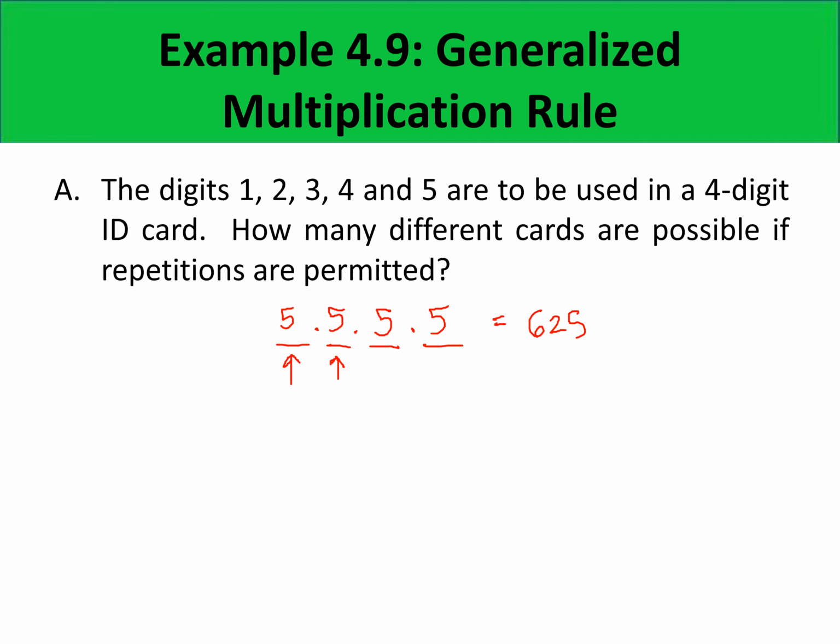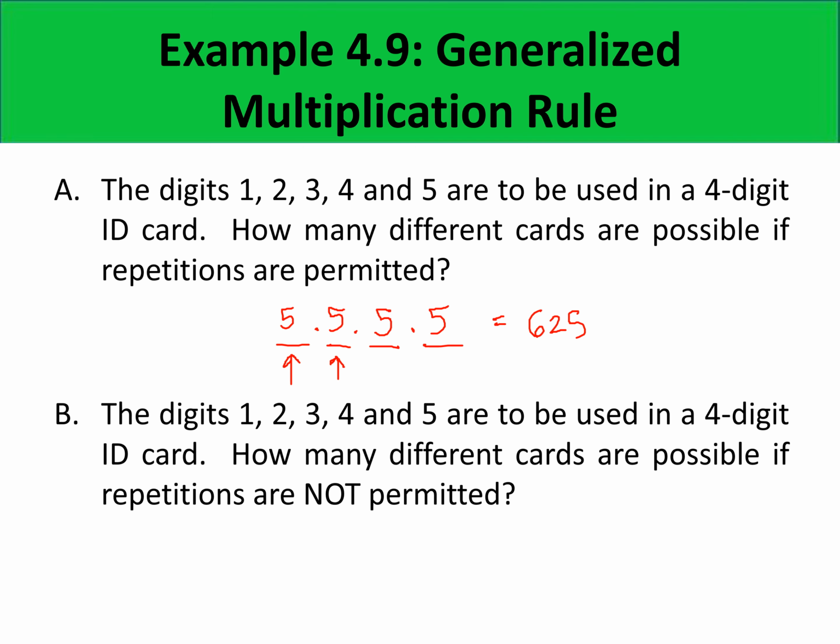Now in the second scenario, repetition of digits is not permitted. So when we form the 4-digit ID card, the first position may have any of the 5 digits given in the problem. And since we already used one digit in the first position, we only have 4 choices left for the second position. For the third position, we have 3 choices left. And for the last position, we have 2 choices left. So using the generalized multiplication rule, we get 120 4-digit ID cards where repetition of digits is not permitted.